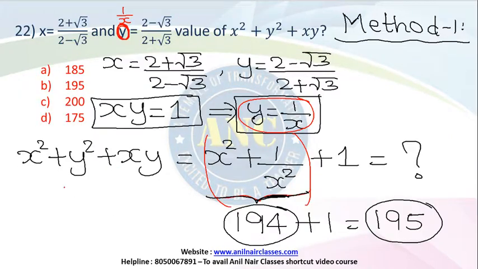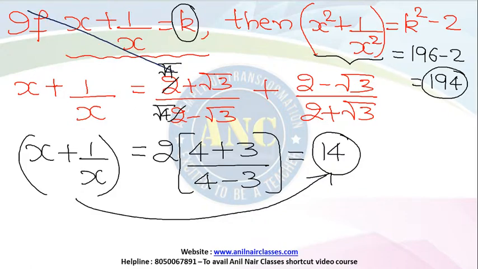If I go option by option, the first option is 185. If I add 1 to 185, it becomes 186. It is not a perfect square, ruled out. The third option is 200 plus 1, 201, not a perfect square, ruled out. The fourth option is 175 plus 1, 176, not a perfect square, ruled out. The second option is 195 plus 1, which is 196, which is nothing but 14 square, which is a perfect square. Very easy way of solving.